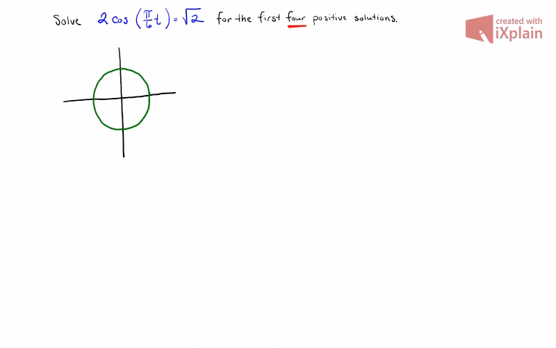So to begin with this problem, what we should be doing is cleaning up the trig function that we have before us. So we have 2 times the cosine of pi over 6 times t is equal to root 2. Ideally, since we have this multiplication, we want to clear it so that the trig function is completely alone and cleaned up. So I'm going to divide both sides by 2. That's going to cancel out. And I'm going to be left with the cosine of pi over 6 times t is equal to root 2 over 2.